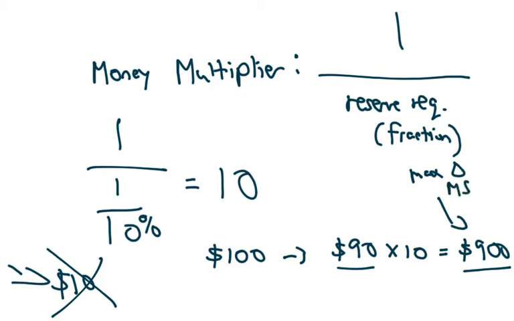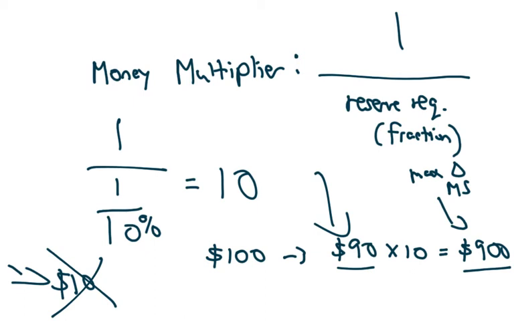So the money supply at maximum could increase by $900 if every single person does exactly what the first person did: deposit the whole thing, and the bank loans out everything they possibly can. Because remember, the bank doesn't have to loan out that $90. They could only loan out 60 of it or 70 of it. They don't have to loan out all of it. We're just assuming that they're going to loan out all of it and hold on to nothing.